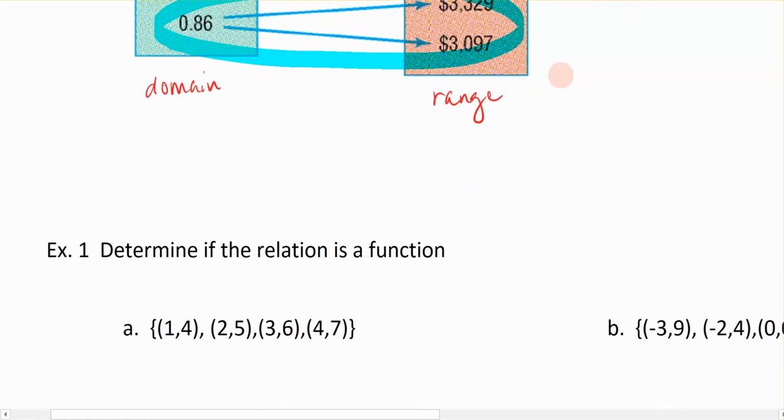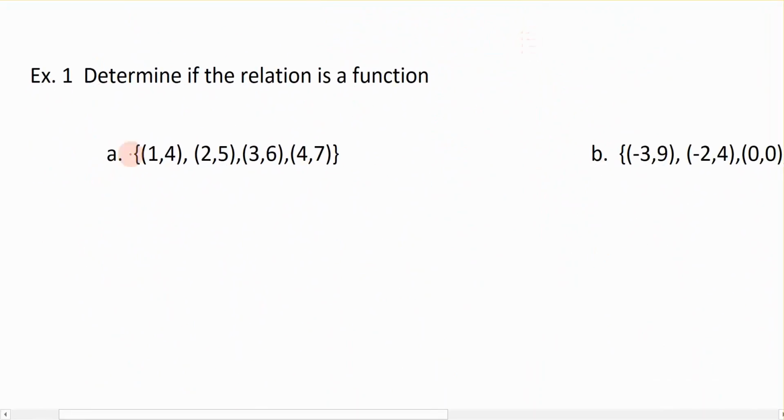Let's look at this now in a little bit of a different light, and let's determine whether or not a relation is a function simply by a set of values. So here I have 4 ordered pairs given by the set brackets here, and I want to determine whether or not it is a function. Now, if the definition of a function says that for every x there is exactly one y, we can look in here at each of these x values and make sure that the y values that correspond with them are all different. And sure enough, they are, so this is a function.